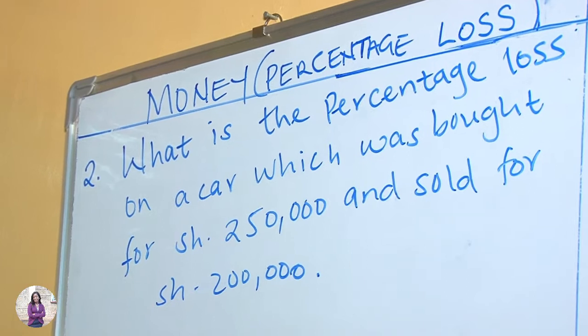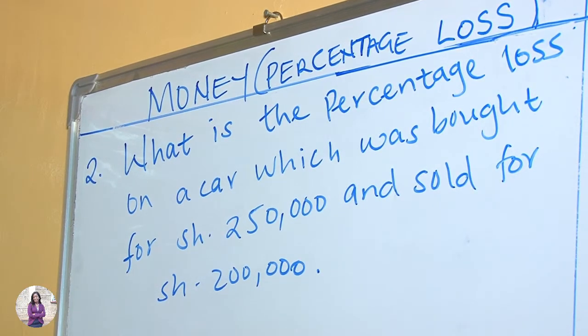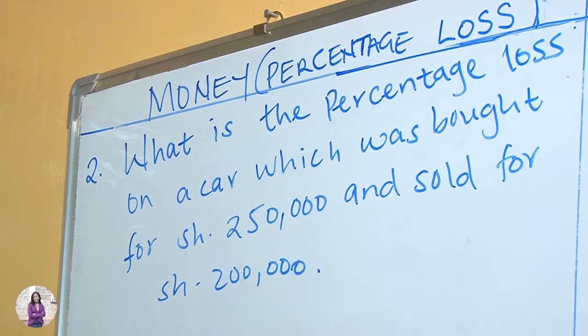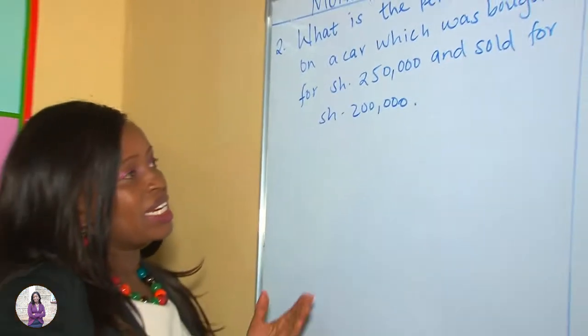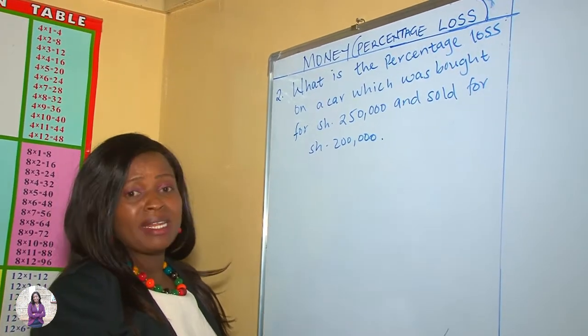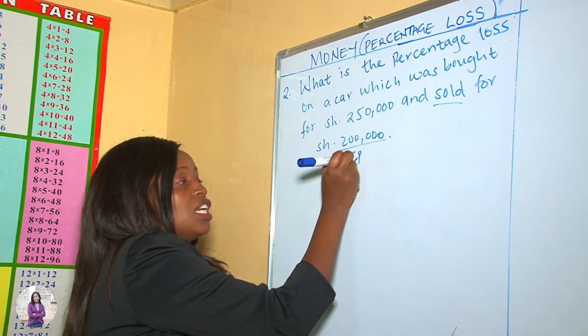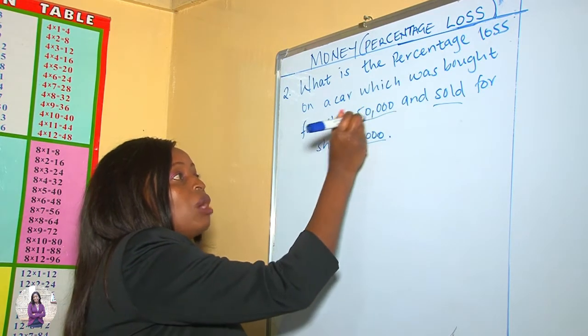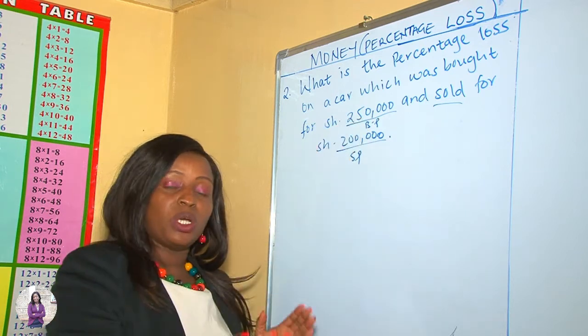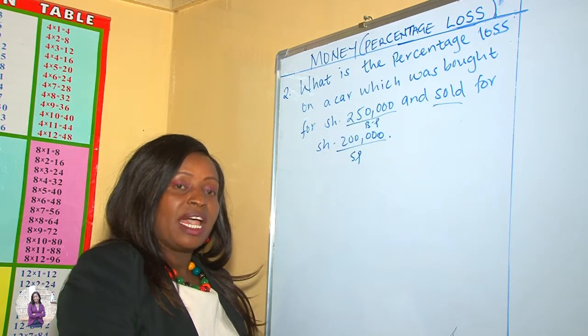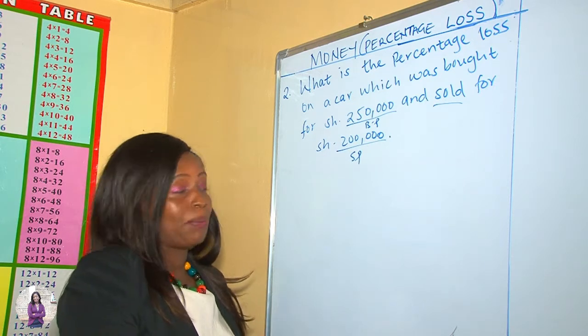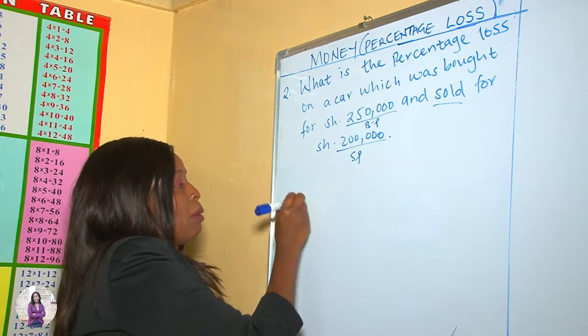In this question, we have been told: what is the percentage loss on a car which was bought for Kenyan shillings 250,000 and sold for shillings 200,000? As you can see in the question, he obviously made a loss simply because this is our selling price. He sold less than the way he bought it. This is our buying price. When you're reading these questions, be able to predict and analyze the question step by step. Therefore, we want our percentage loss.